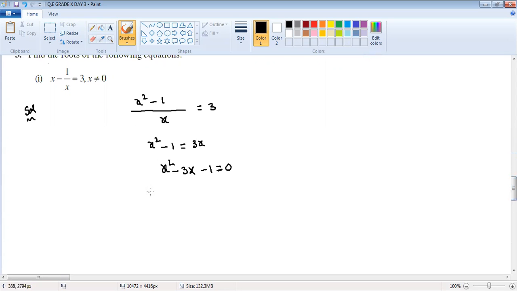Then compare with ax square plus bx plus c equal to 0. What is the a value? 1. The b value is minus 3, the c value is minus 1. Check the discriminant. The discriminant formula is b square minus 4ac. Check the value.